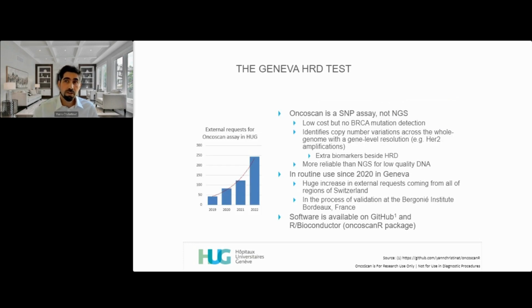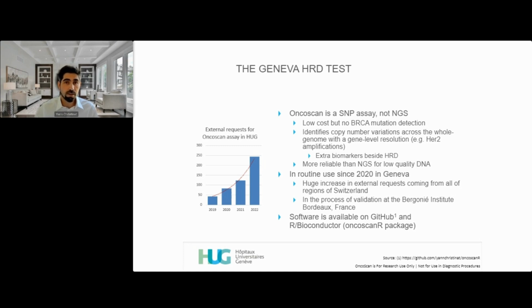So the OncoScan is a SNP assay. It's not NGS, so we cannot use it to detect BRCA mutation, but it has a low cost, and we get many, many other biomarkers. We get copy number variation at a very high resolution across the whole genome. So we get amplification of HER2, amplification of EGFR, loss of one copy of CDK12 or BRCA1 and so on, LOH on BRCA. All of these extra biomarkers, you get for free with the OncoScan.